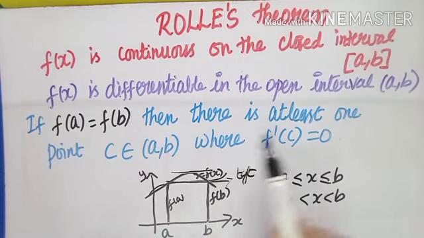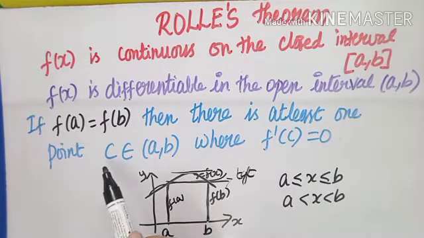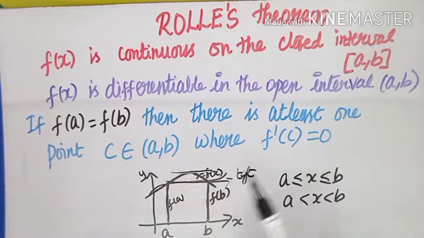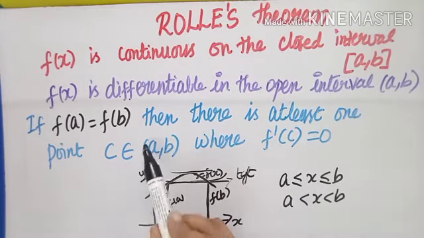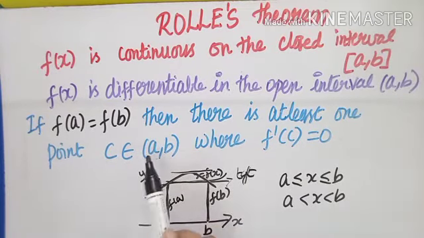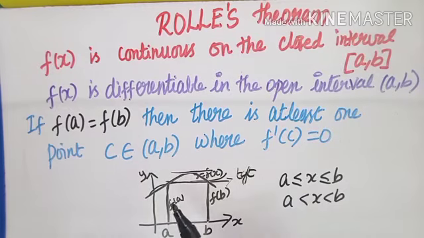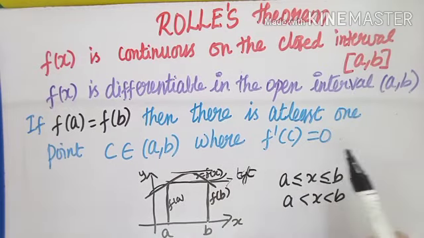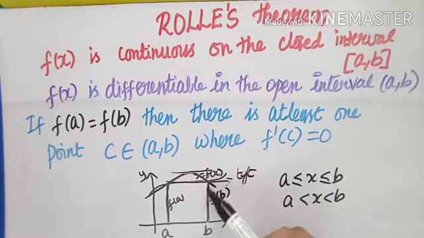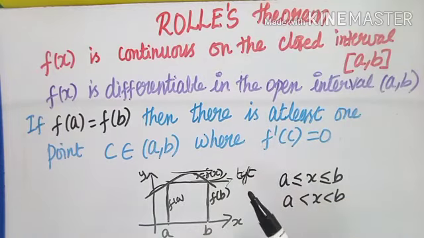Then there is at least one c. You can have more than one c also, which is inside a and b. c should not be equal to a, c should not be equal to b. The theorem says c is inside a and b where f dash of c equals 0. In other words, whenever the two heights are equal, I want to claim, according to Rolle, there is a tangent which is parallel to the x-axis.